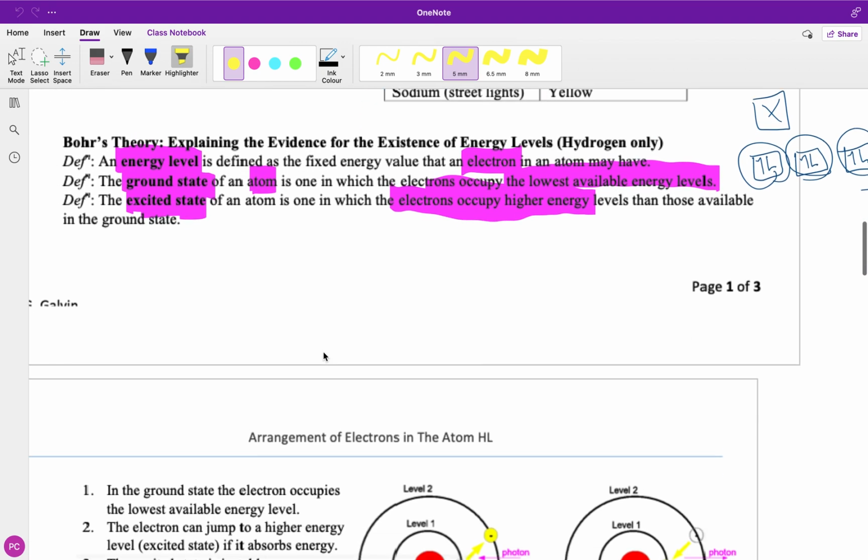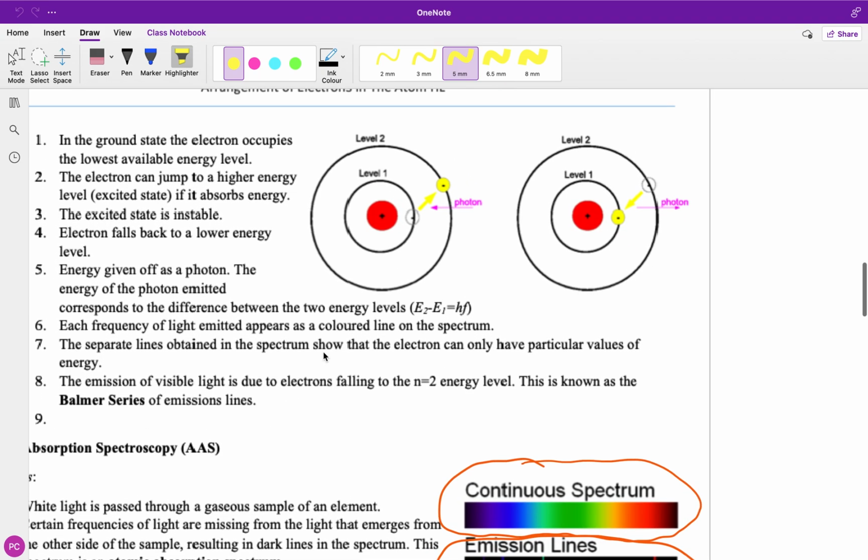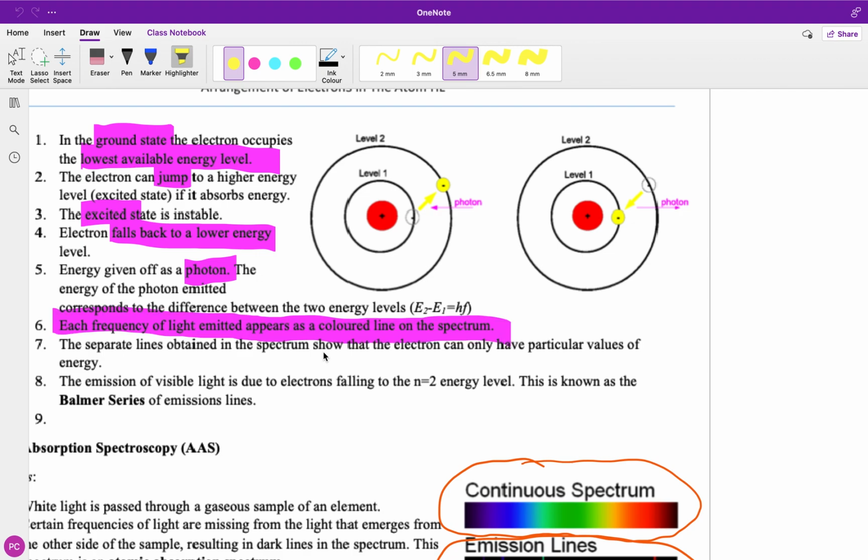So here's the step-by-step method of how we saw flame tests. In the ground state, the electrons occupy the lowest energy level, like the way we draw them. And when you add energy, they jump to a higher energy level. And then they're excited. But as soon as they get up to that higher energy level, they fall back down. And when they fall back down, they give off energy as a photon, which we can see. So each frequency appears as a coloured line on the spectrum. So it appears as a colour.